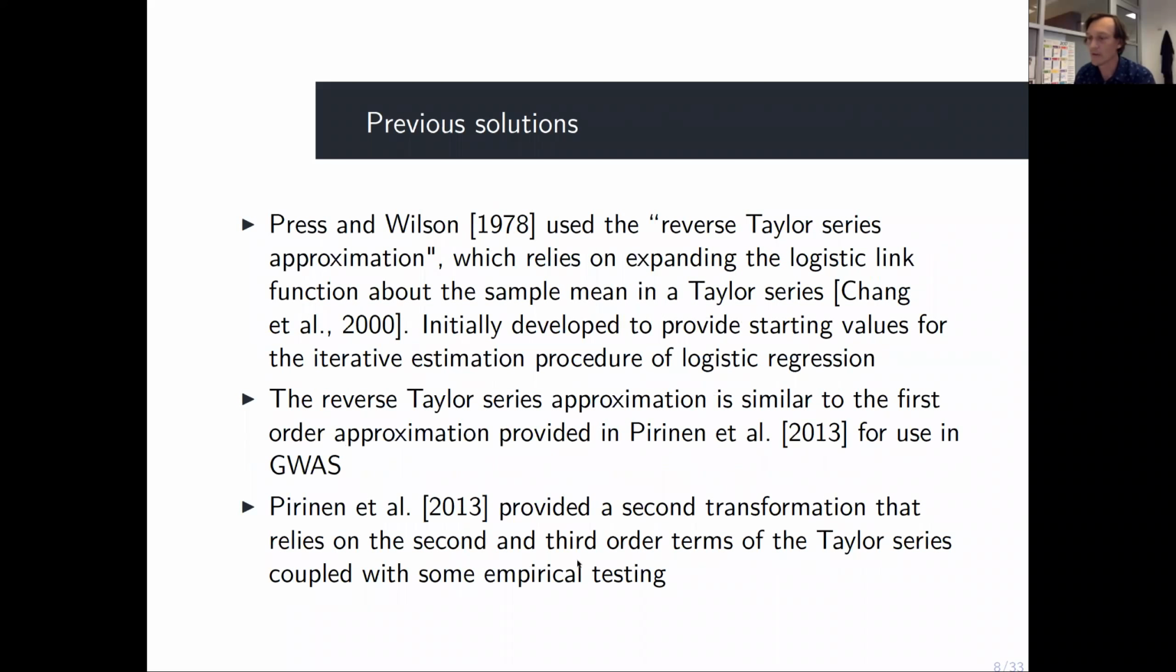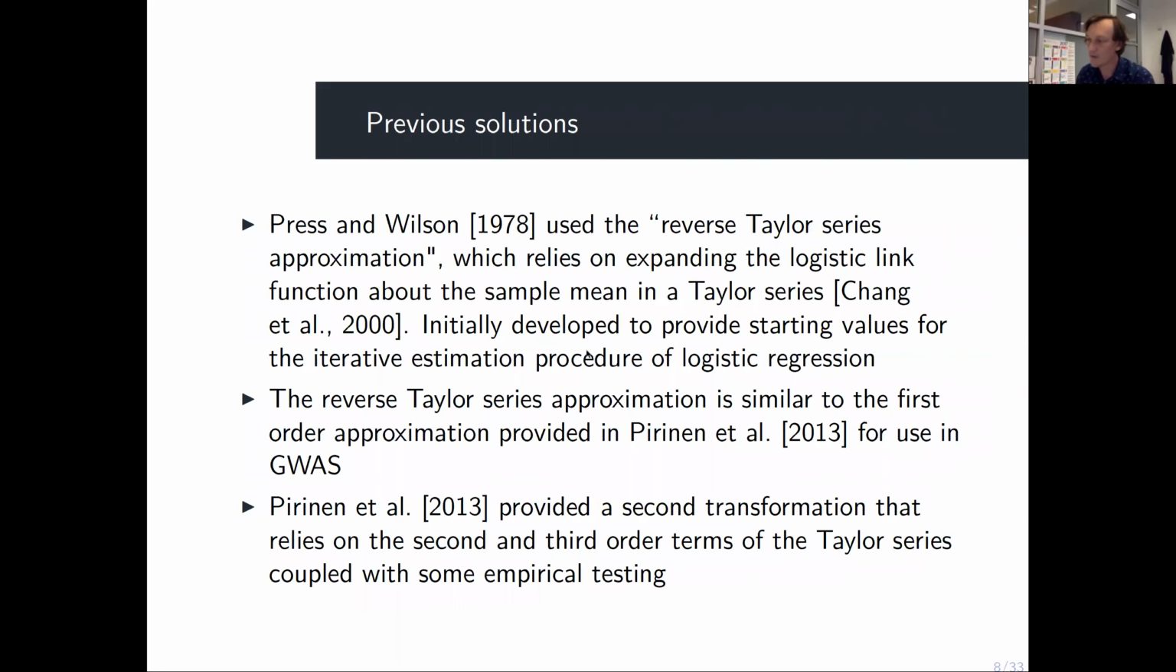So there's also another path to a solution, and this was developed by Press and Wilson when they were working for the Rand Corporation. I thought that was kind of interesting that within this historical think tank, they were thinking about doing such things. And they used the reverse Taylor series approximation. So it's kind of doing a Taylor series around the logistic link function. And they initially wanted to do that because they were interested in providing good starting values for the iterative procedure for estimating the effects in logistic regression.